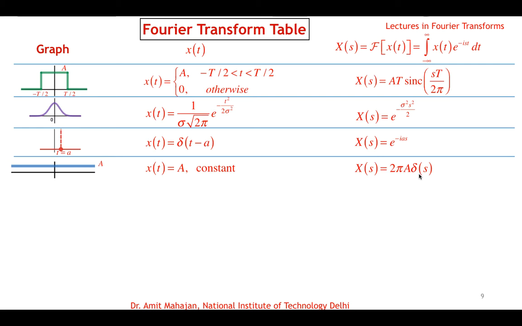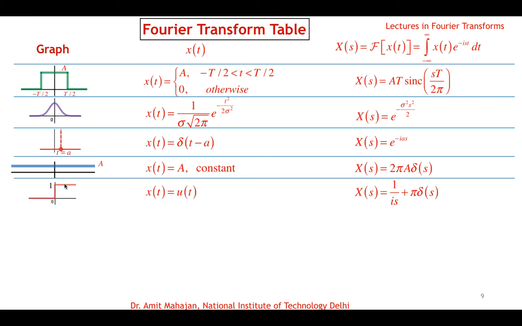Immediately you can see from here that if a is 0, then the impulse at origin transforms to 1. So an impulse at origin gives a constant Fourier transform. So the reverse is expected: the Fourier transform of a constant is an impulse at origin.